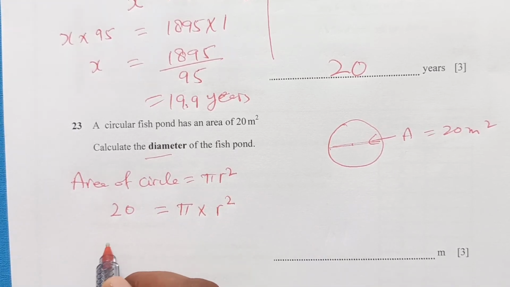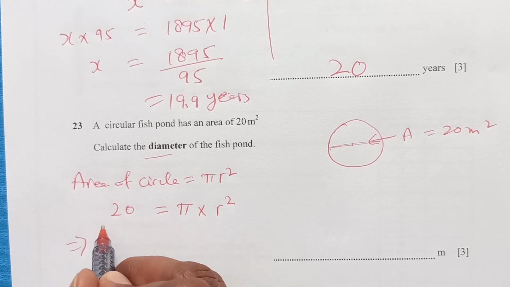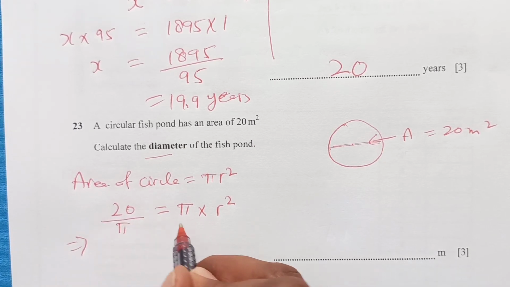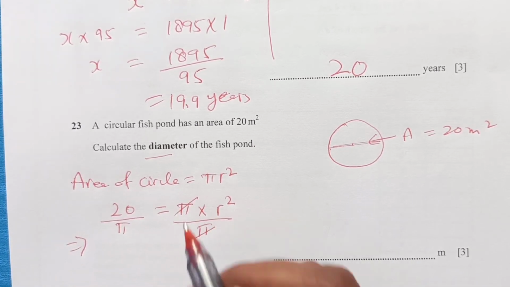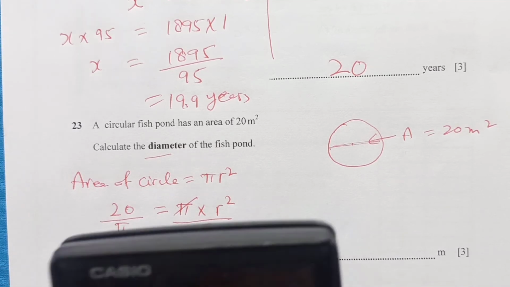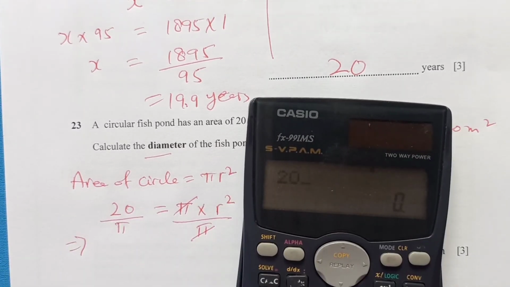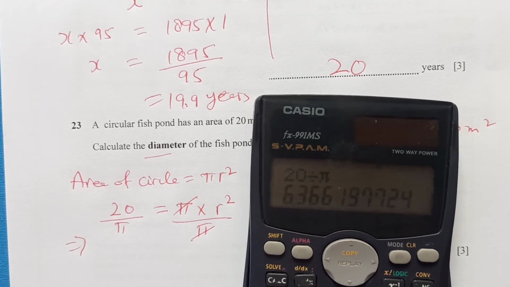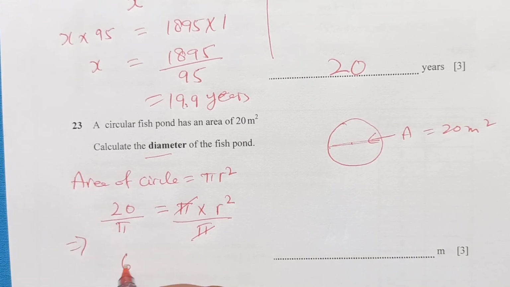So we can write it down like divide by pi, divide by pi. This pi and pi is gone. So we have pi here in your calculator. 20 divided by shift and you have pi here. This is 6.366. This is r squared.